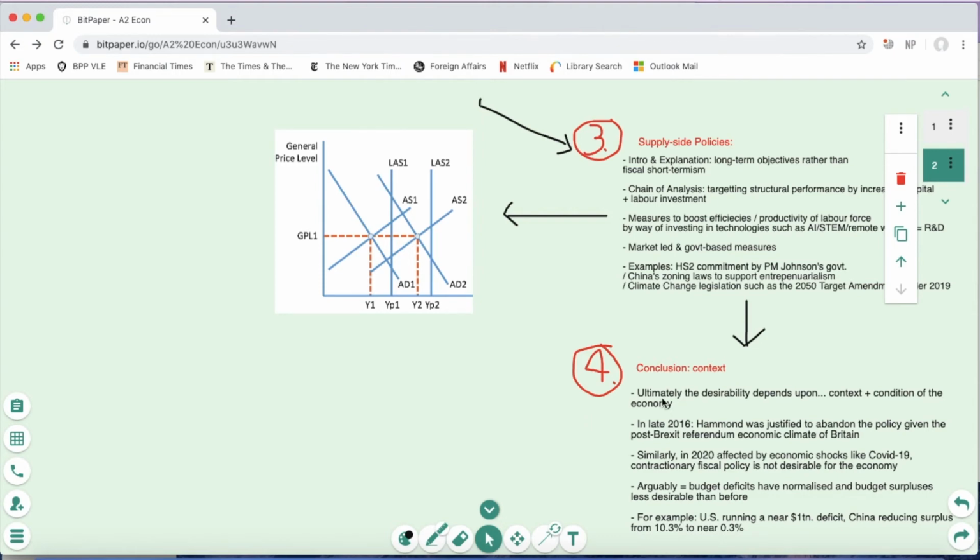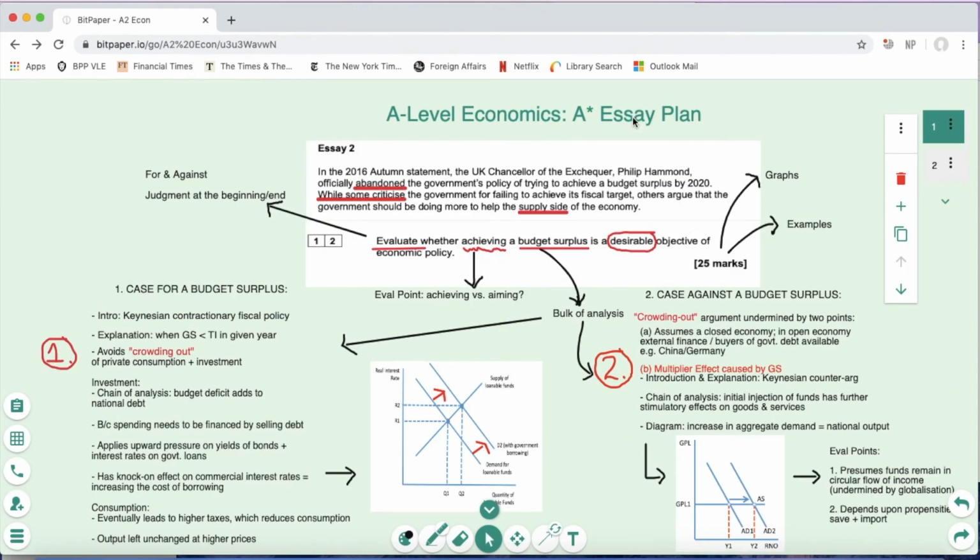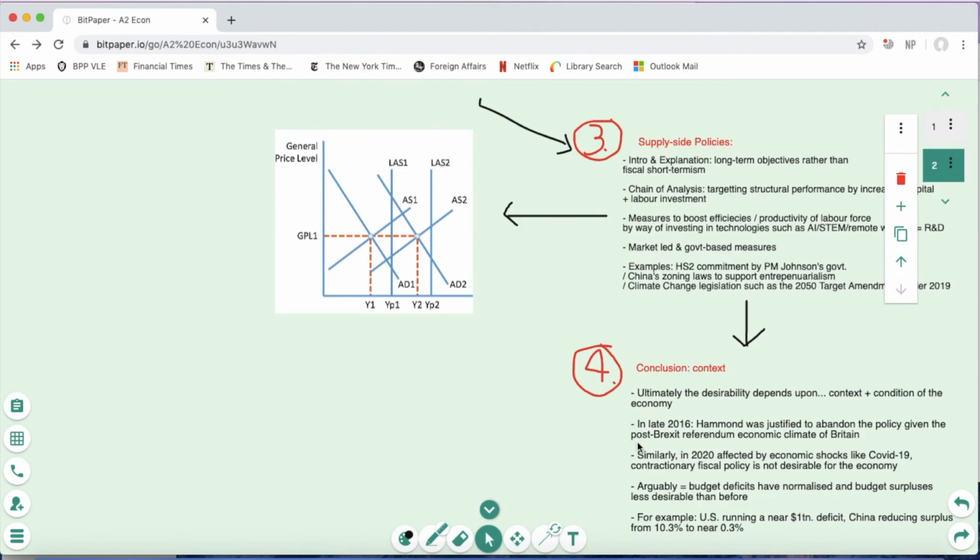Here, it's this idea of the context of the economy, but making it specifically applicable and strong is by relating it to the extract again. So mention of 2016 and making that connection, talking about it being a post-Brexit referendum economic climate, not suited for contractionary fiscal policies such as a budget surplus, therefore justifying Hammond's move. Equally, you can make the link to 2020's economic climate due to shocks like, as we are all aware of, the COVID-19 pandemic. So again, this is another instance where running a budget surplus shouldn't be the most desirable policy.